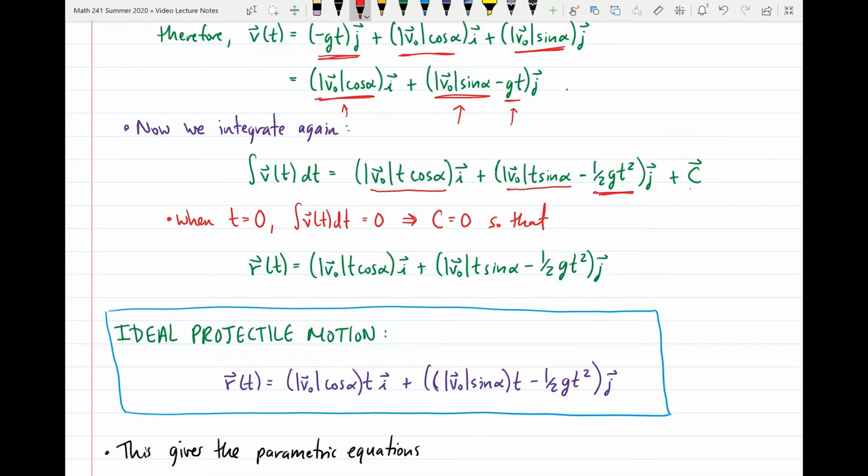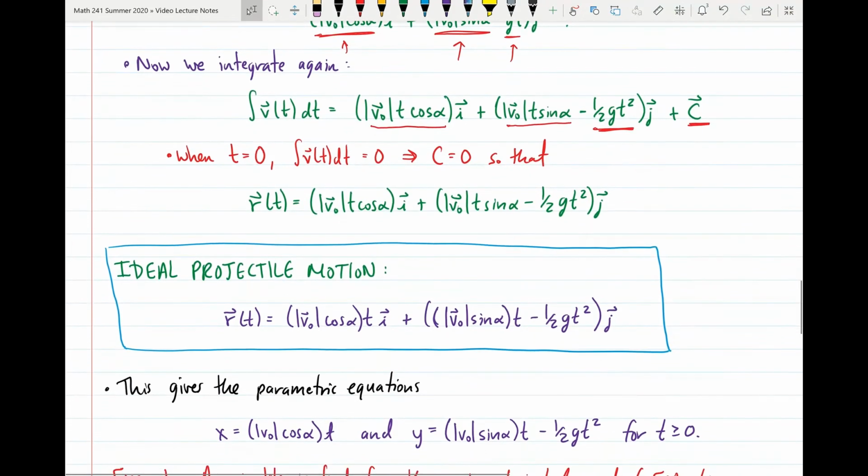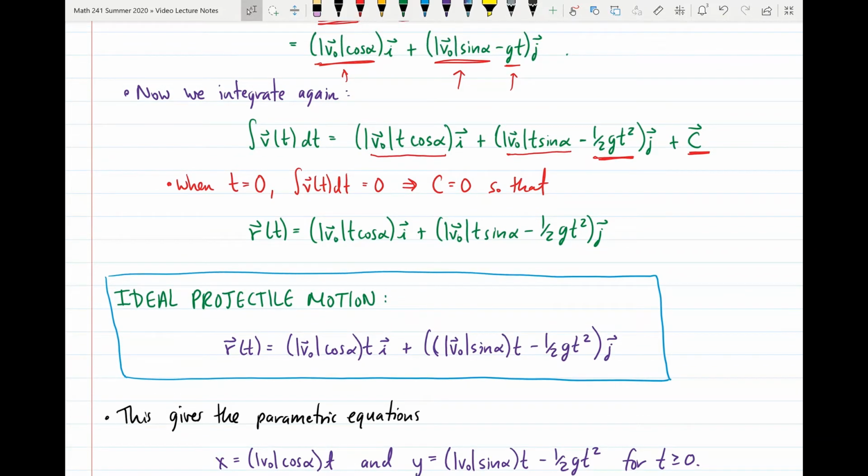And now, of course, we need to add our constant vector c at the end, and we're going to solve for that constant vector using our initial condition. So when t equals 0, we know that our position function needs to equal 0 because we assumed that our projectile was starting at the origin. And that fact ends up requiring c to equal 0.